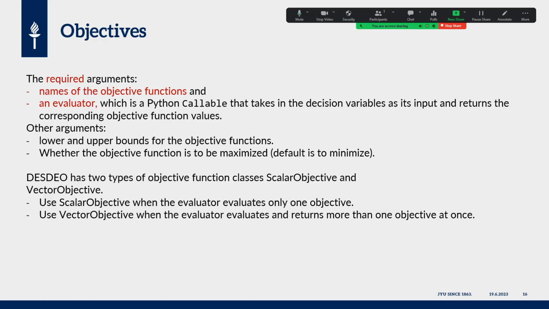And you can also keep lower and upper bounds for the objective functions and define some of these functions to be maximized by default. In DESDEO, we always minimize the objective functions. And we also have two types of objectives, scalar objective and vector objective, and the only difference is that if your evaluator returns more than one objective function at a time and evaluates more than one of the objective functions at a time, then you use the vector objective, but otherwise just use scalar objective.